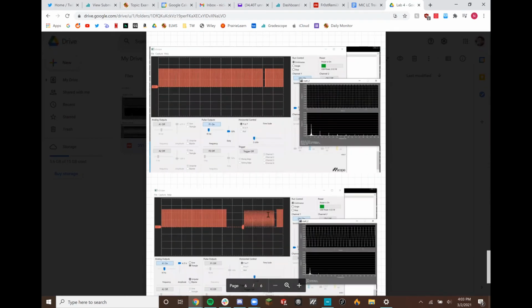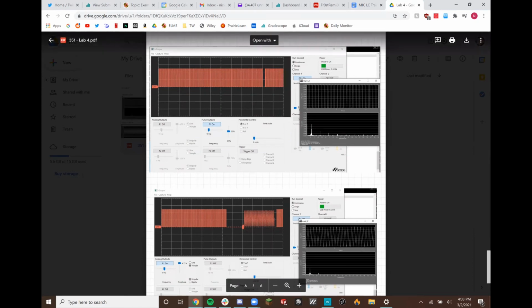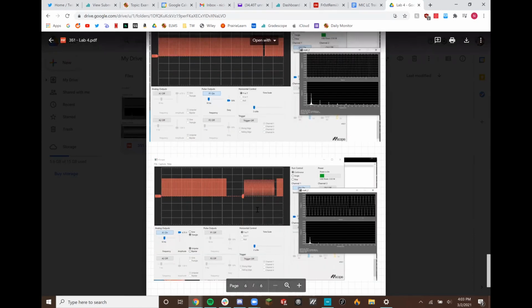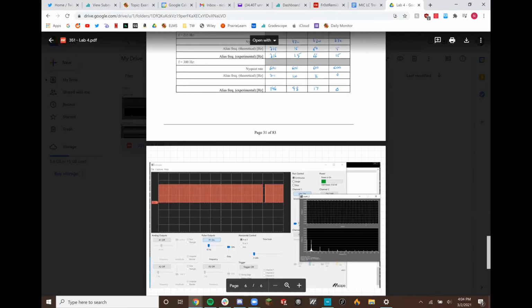And then moving down, I also have screenshots of the square wave and the triangle wave, which I actually have a video of following this section here.